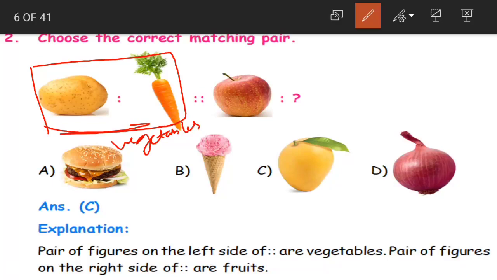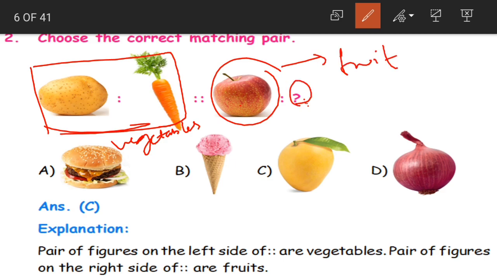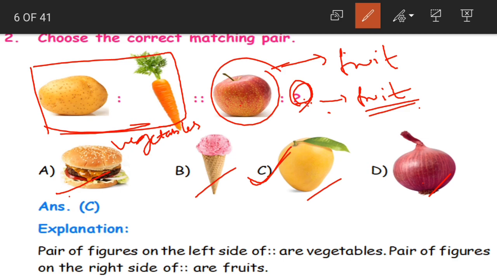Now in the same way, apple and dash. What is apple? Apple is a fruit. So the second image here should also be a fruit. Yes, children, apple is a fruit. So even the second image here should be a fruit. If you look at the options given here, we have burger, ice cream, mango and onion. Now from these, which is a fruit? Option C, mango is our fruit. So option C becomes the correct answer.